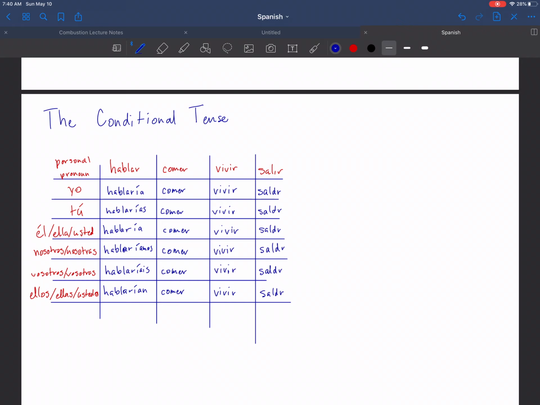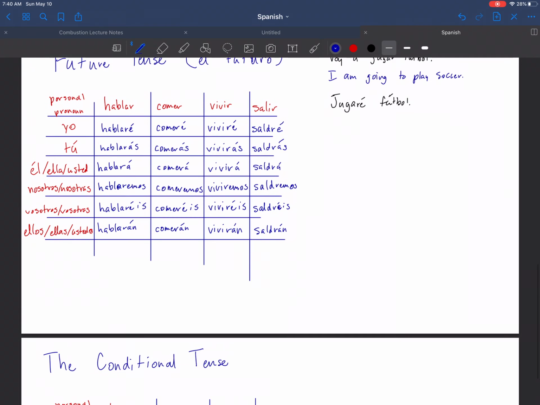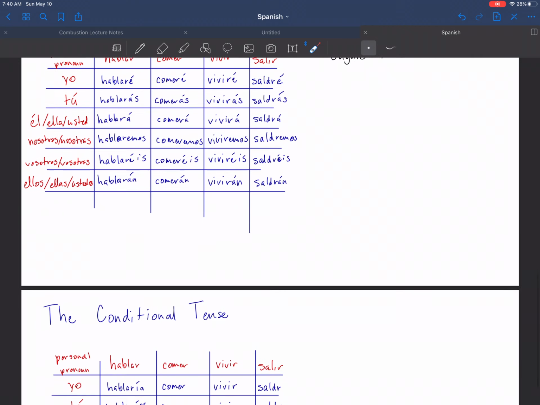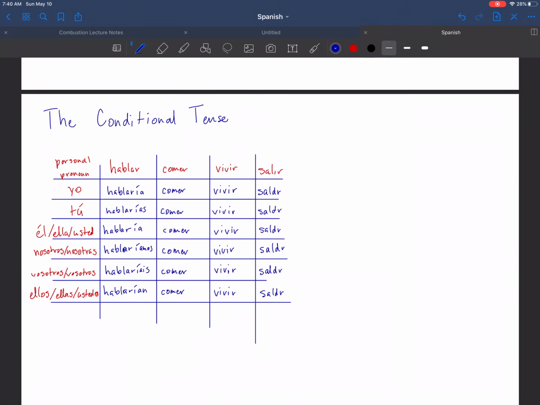The difference, I mean, well, there's no difference, right? Here we added the same letters after the stems. Same with this, right? So I would say saldría, saldrías, saldría, saldríamos, saldríais, and saldrían. Now, hold on, let me just fill this in for the rest. I mean, you get the point, right?